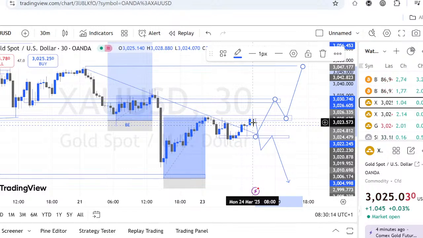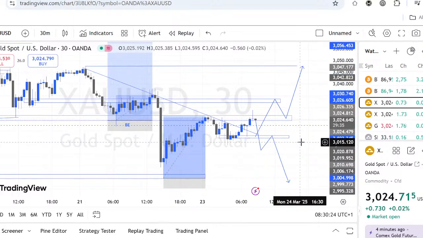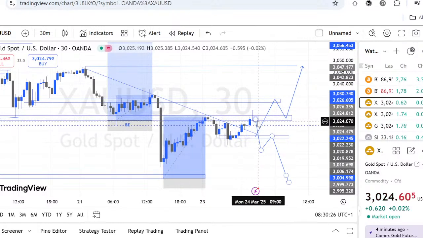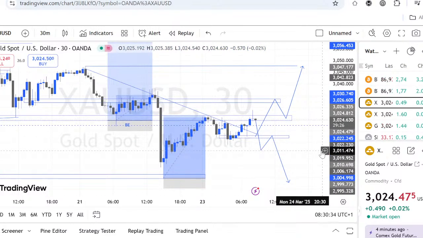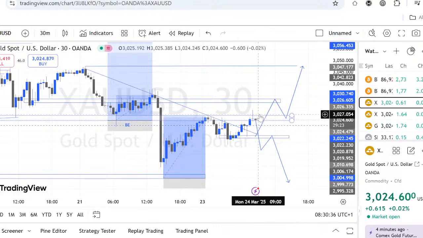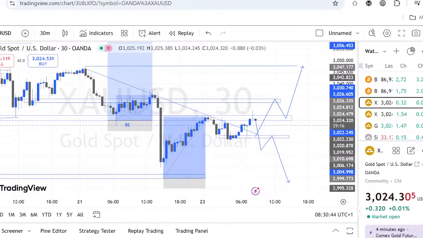So we are just waiting to see the reaction. And of course, if it reacts here, then possibly it's gonna break out the zone and then retest back here and fall down. Or if we get a full body breakout here, then we're gonna wait for a little retest and buy. So these are the two things I want you to wait for. Just wait for the reaction.